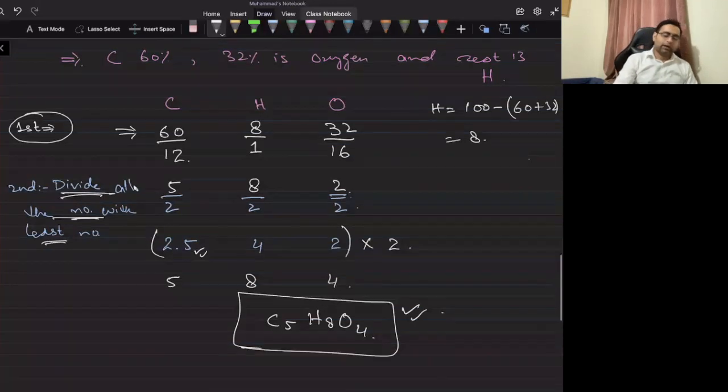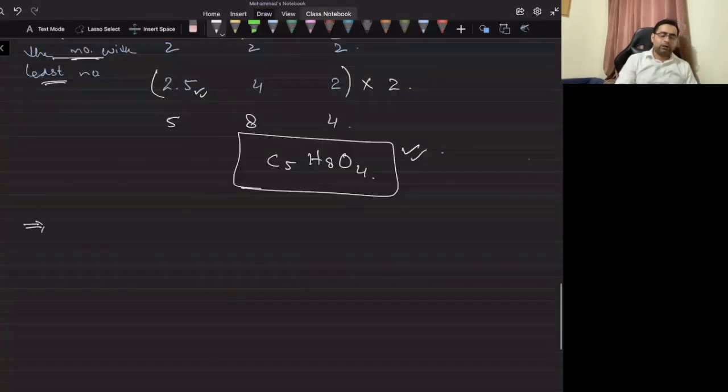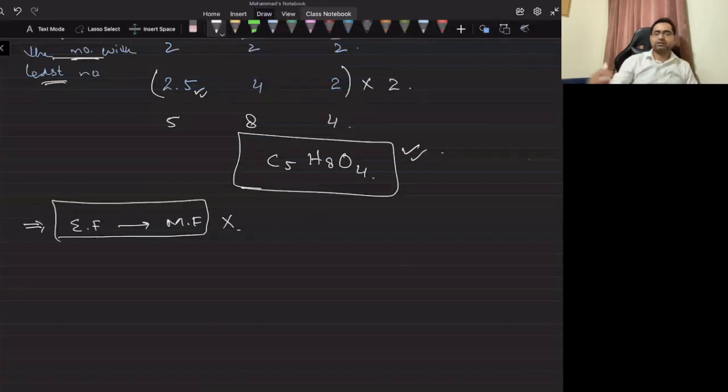But in P1, the examiner never asks you about the molecular formula from the empirical formula. From the empirical to the molecular formula, the examiner never asks you about this. So I'm not going to discuss anything regarding this.